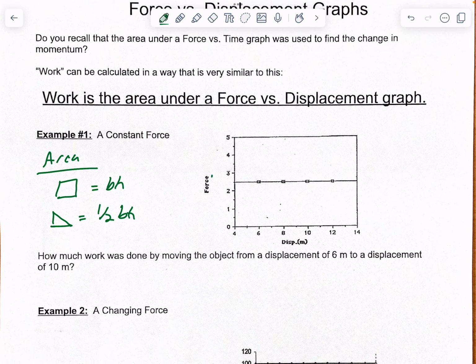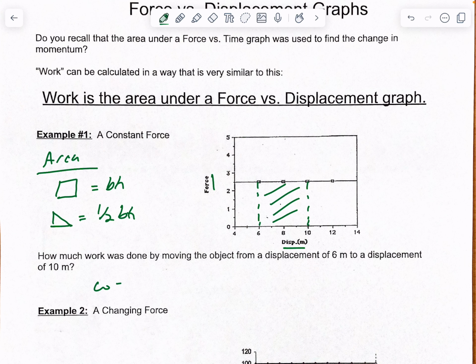So I have a graph over here. My force is on my y-axis. My x-axis is my displacement. How much work was done by moving the object from a displacement of 6 meters to a displacement of 10 meters? So I want to know how much work was done in this amount of time. Okay, so I'm looking for the area of that section of the graph.